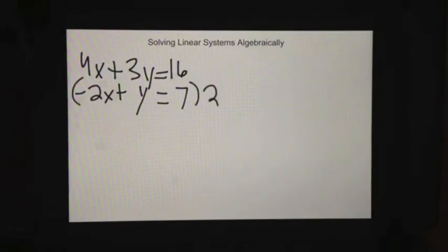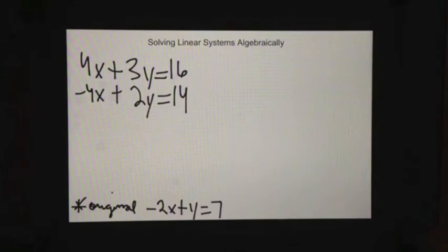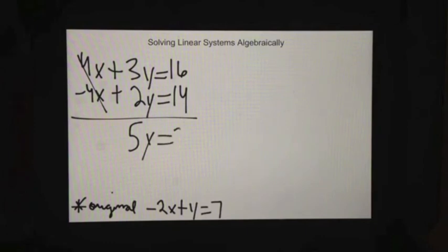And that leaves us with negative 4x plus 2y equals 14. Okay, so now that we have a positive 4x and a negative 4x, we can have those two cancel out, so you can just cross that out. And then you want to add your 3y and your 2y and your 16 and your 14, and that will leave you with 5y equals 30. And you want to get y alone, so you divide both sides by 5. And that leaves you with y equals 6.